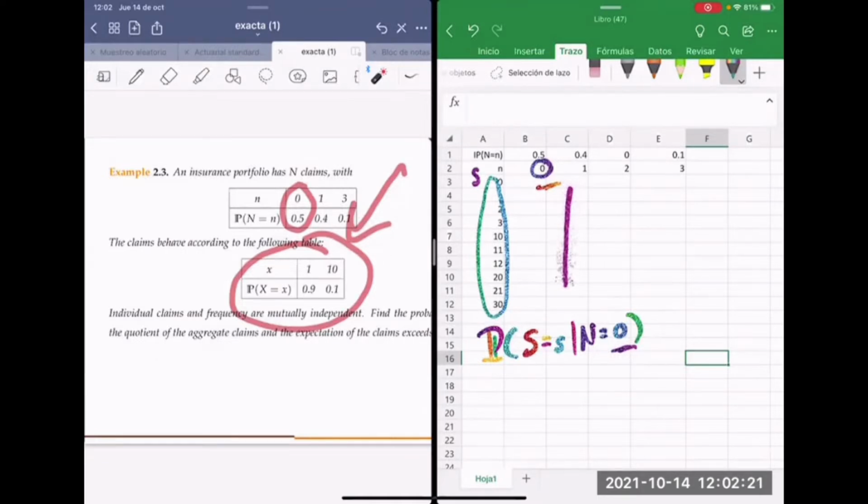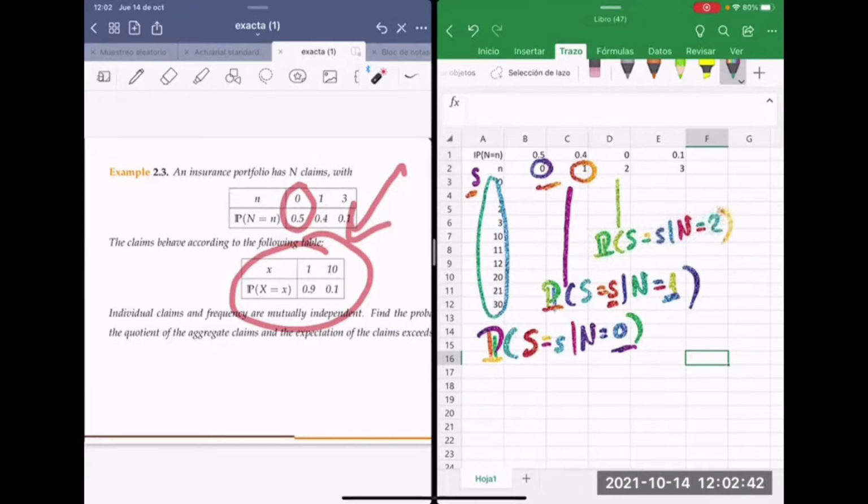As for this column, in there I will put the probability that S equals little s, given that N equals 1. This 1 here. And the S is just this S here. Now, in here, I will just put the probability that S equals s, given that N equals 2.